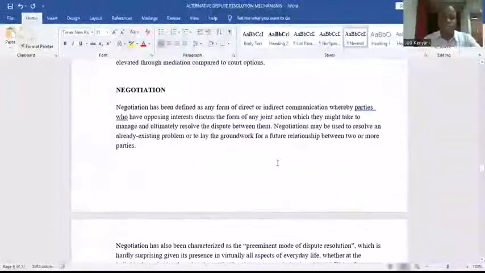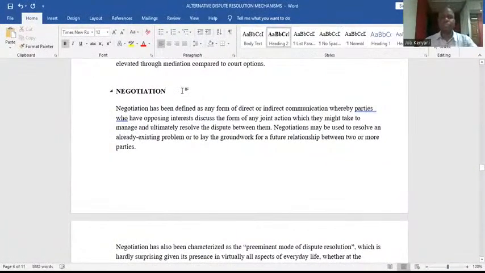We have, for example, negotiation. Negotiation is whereby the parties just agree to meet, and they negotiate under any kind of dispute and try to resolve it. So they don't involve another person. It has been defined as any form of direct or indirect communication whereby parties who have opposing interests discuss the form of any joint action which they might take to manage and ultimately resolve the dispute between themselves. So here there is no third party involved.